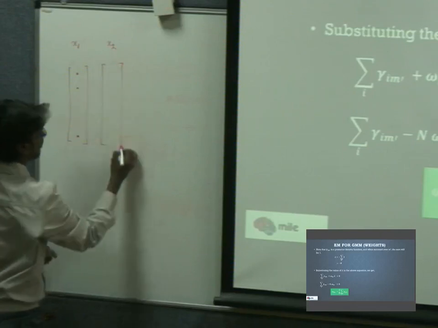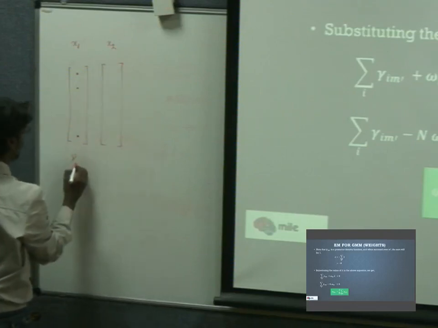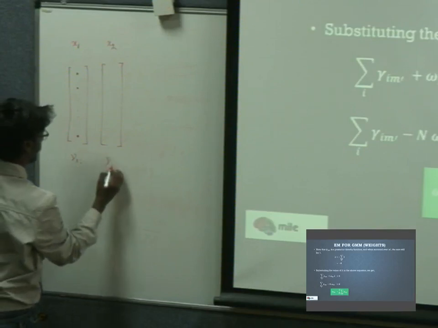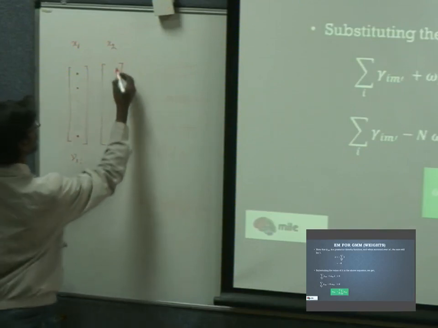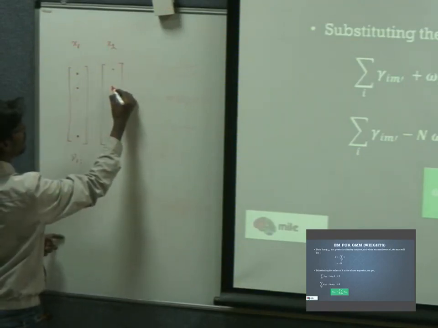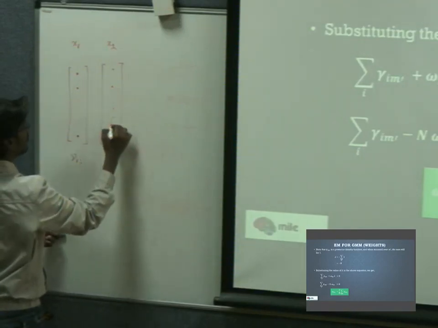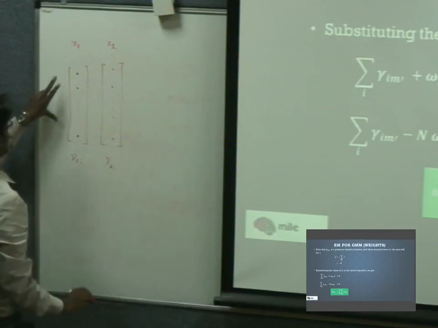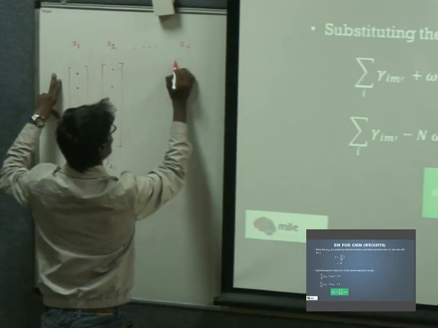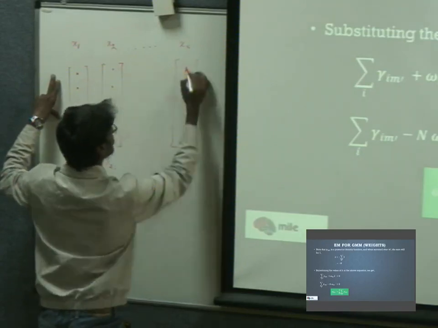Then x2: this is gamma_i1, and so on. What is the probability that x2 comes from the first mixture? What is the probability that x2 comes from the second mixture, and so on? You have this for all such data points.